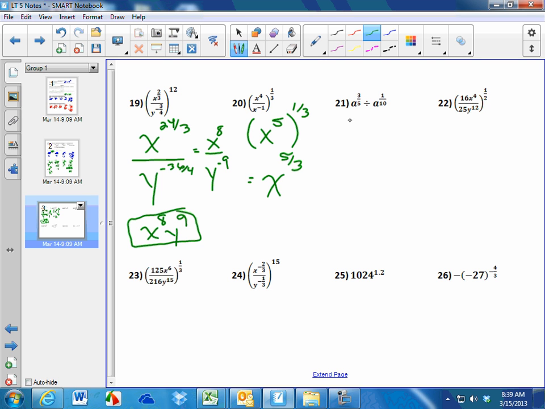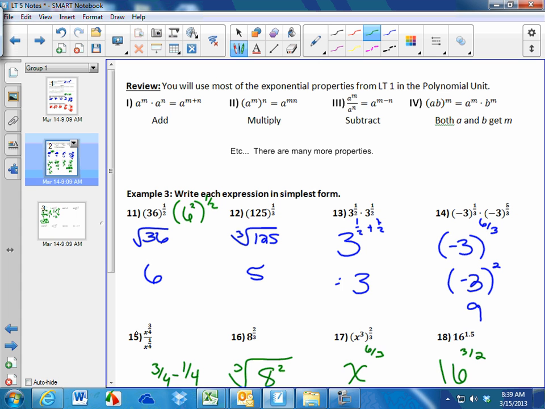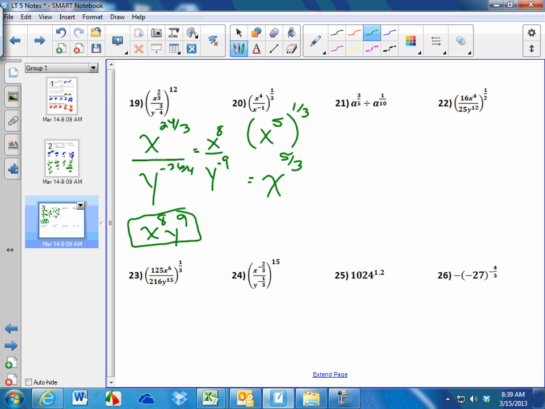Number 21. Looks a little different, but it's really the same as number 15. It looks different, but it's the same. It's a division, and they're like bases. So what's the rule? Subtract. You got it. Exactly. So a to the 3/5 minus 1/10. Common denominator, you change the 3/5 to 6/10. And then when you combine those fractions, you get a to the 5/10, which is a to the 1/2.